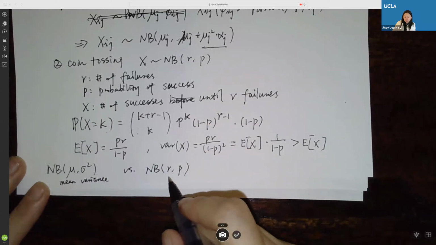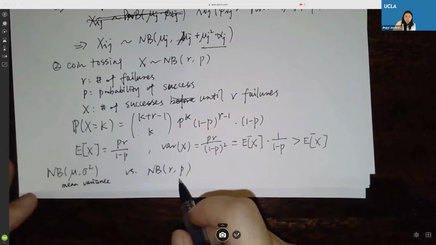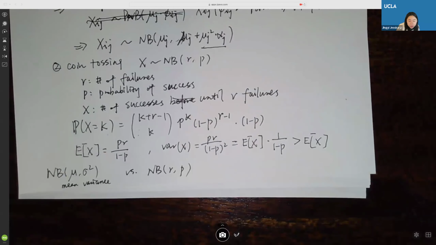Okay, this is the number of failures. This is the success probability. These two ways to parameterize the same distribution is called reparameterization because we just need two parameters, but there's one-to-one correspondence between the two sets of parameters. So they actually specify the same distribution.